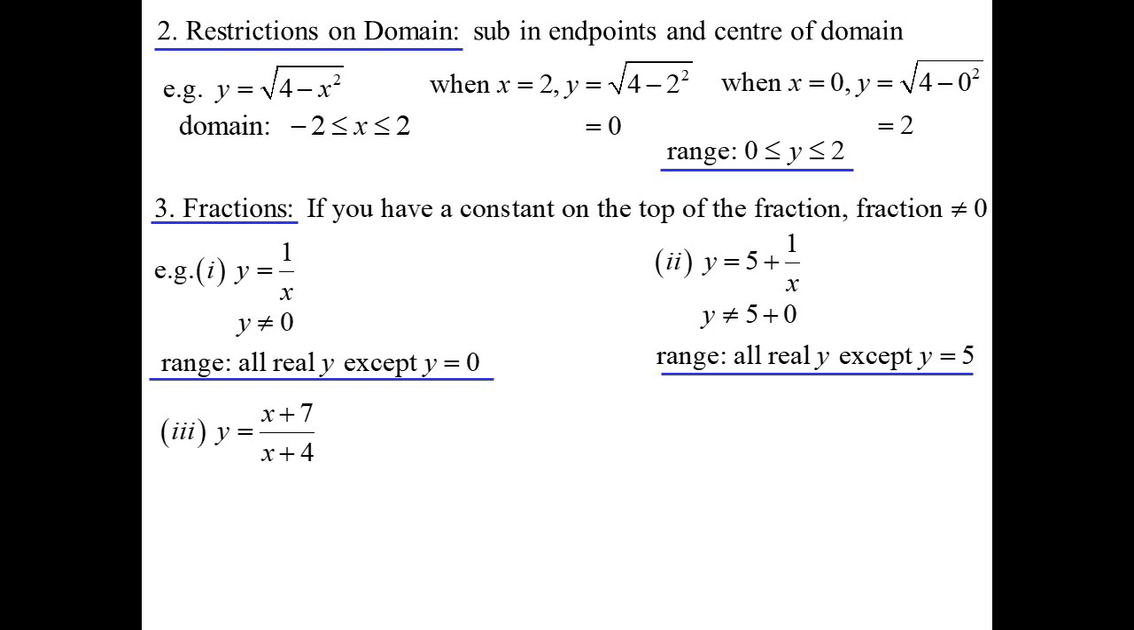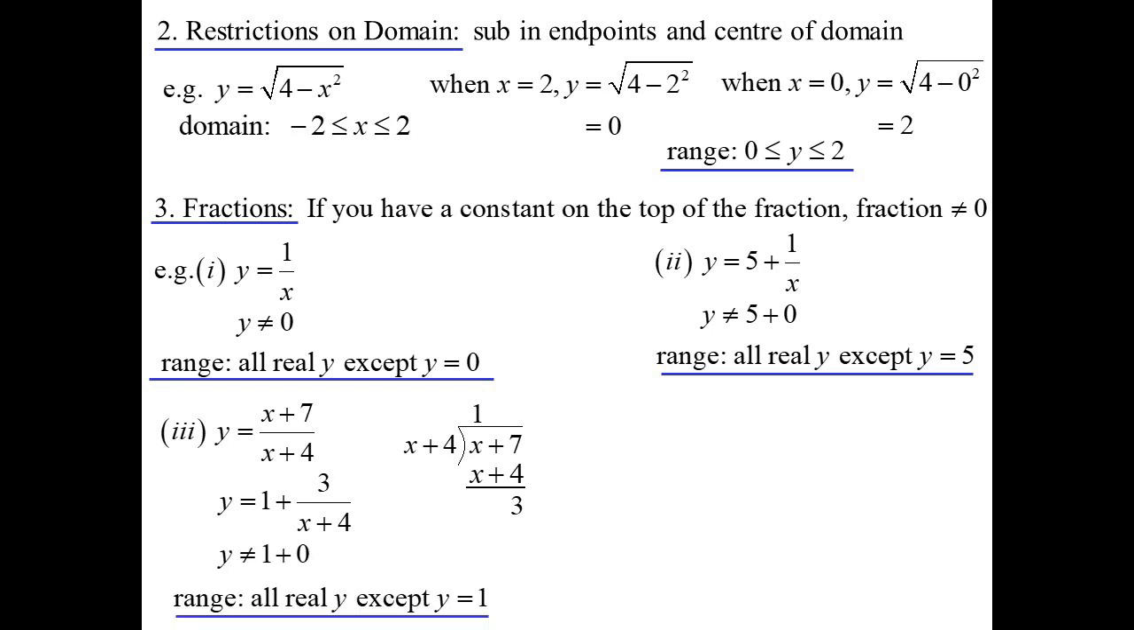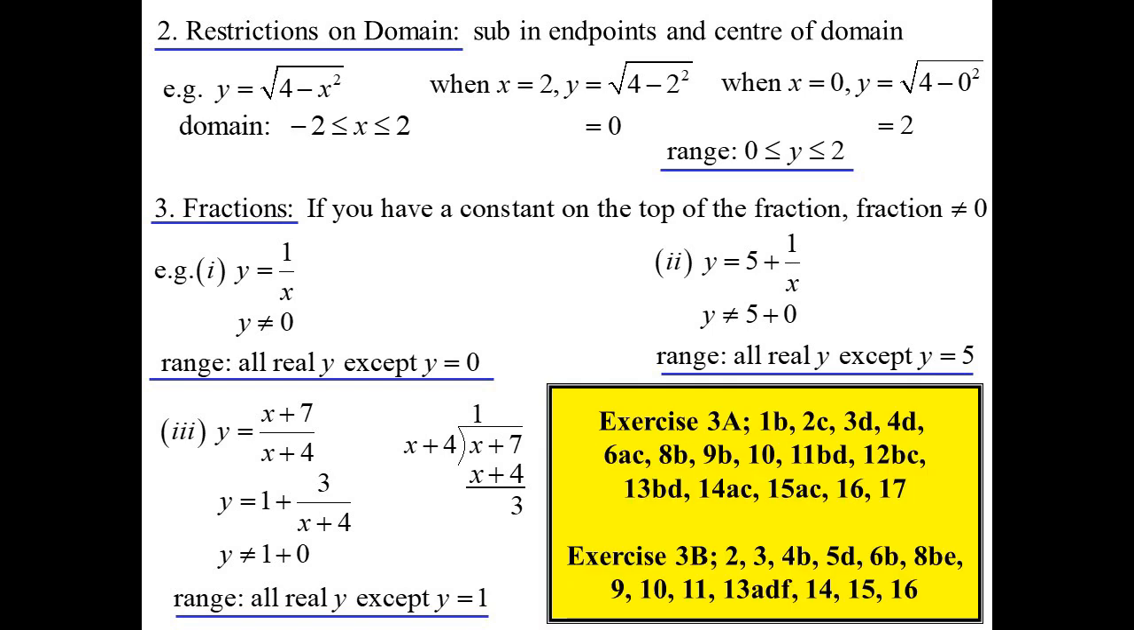But what I can do is simplify this down using a bit of polynomial division or however you choose to do it. I could rewrite that as 1 plus 3 on x plus 4. So there's the polynomial division. In case you don't see that straight away, you could always do your division and come up with the answer. So we know y can't equal 1 plus 0. So I'll rule y except y equals 1. Okay, so we'll start off looking at those sorts of ideas.